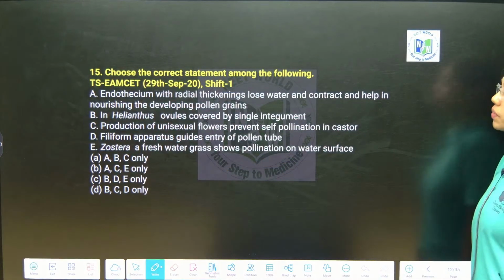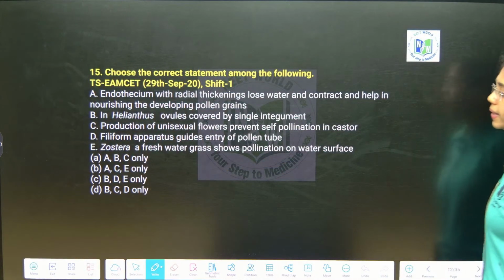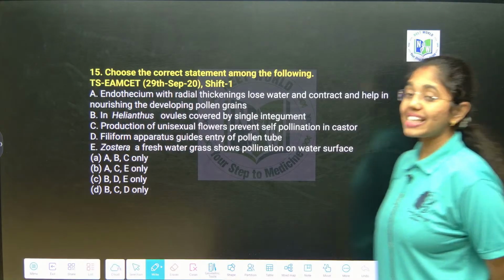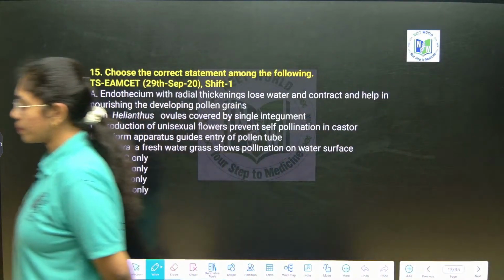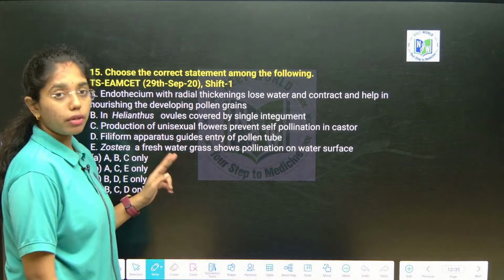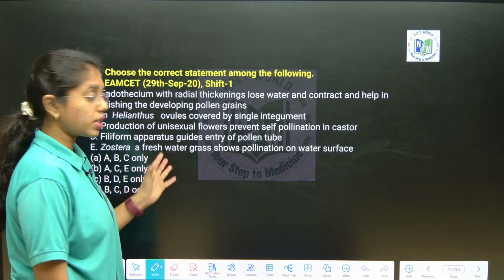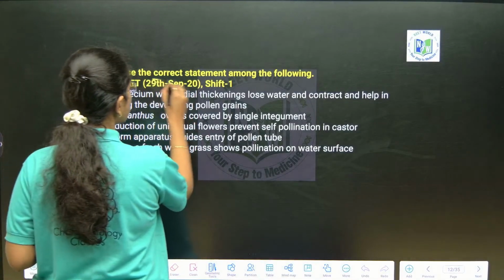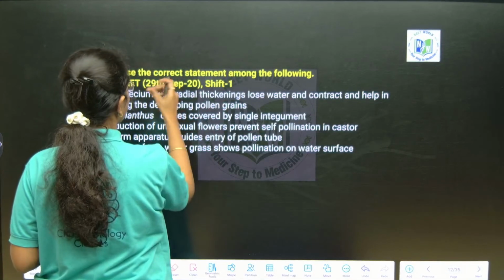Look at this question which was asked in EAPCET 2020. Multi-statement based question again. You can answer this. Look at it. Choose the correct statement among the following. We need to choose the correct set of statements. Again, we need to choose the correct set of statements.